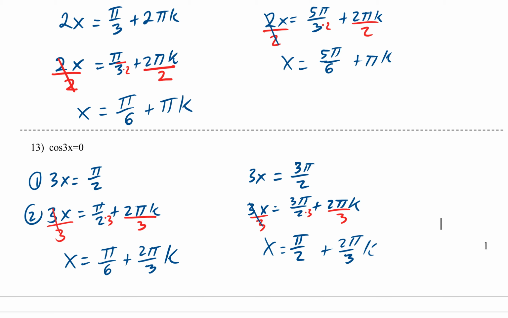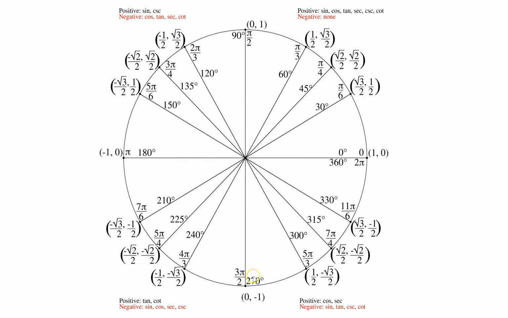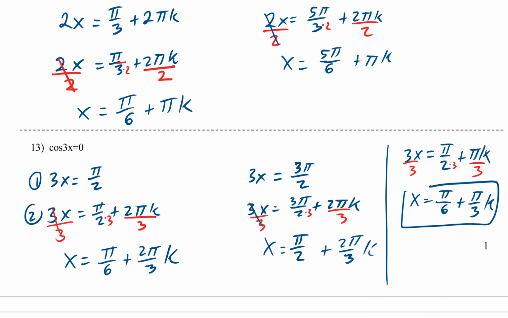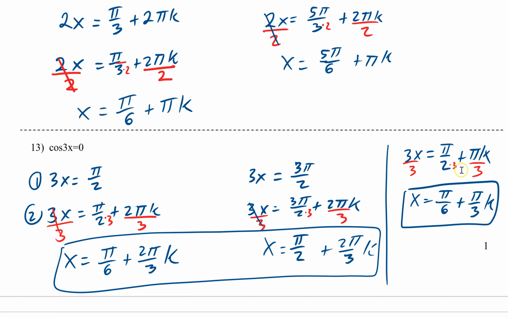So there is a shorter way to have written our answers. This is an alternate method. So if we say our 3x is equal to pi over 2, and then we look at our unit circle, from pi over 2 to 3 pi over 2, it's pi away. And from 3 pi over 2 to pi over 2, it's also pi away. So we could just say plus pi k. And then now, when we divide by 3, we get x equals pi over 6 plus pi over 3 k. These are going to give you exactly the same answers as these two together. They're both correct. This is just a much more condensed form.